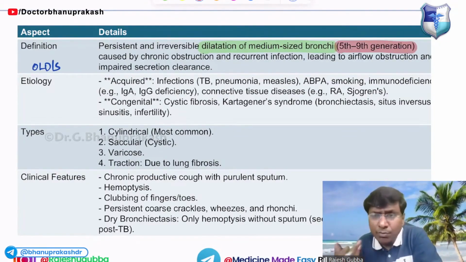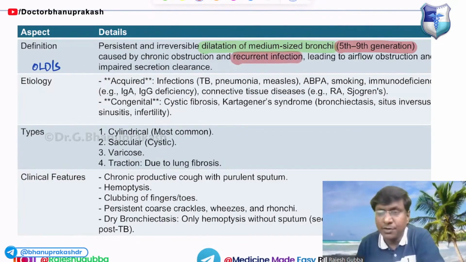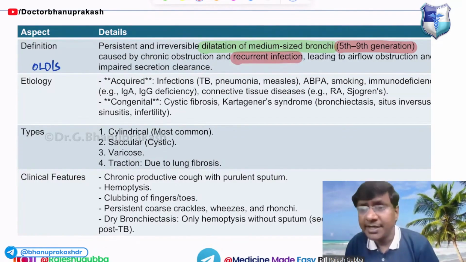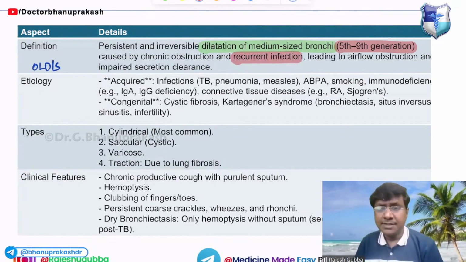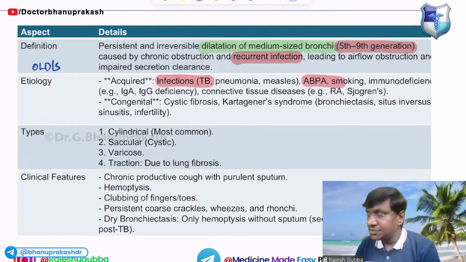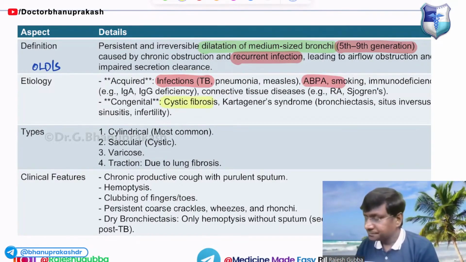And what is the most common cause for bronchiectasis? The most common cause for bronchiectasis will be recurrent infection. Then what is the etiology? As I have said, recurrent infections like tuberculosis, pneumonia, and measles. The other etiologies include allergic bronchopulmonary aspergillosis and smoking. The congenital causes for bronchiectasis will be cystic fibrosis and Kartagener syndrome.